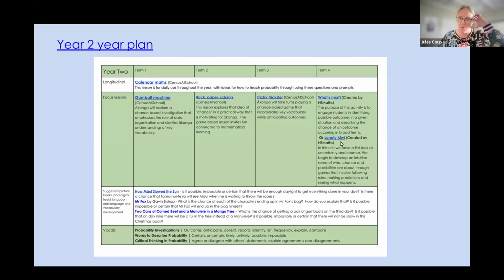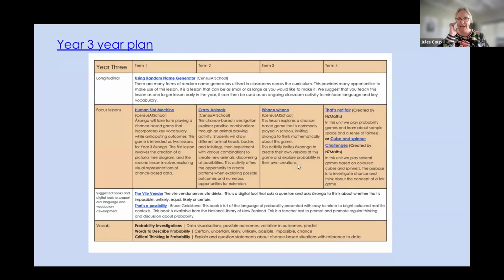Our focus lessons include the gumball machine, rock, paper, scissors, and tricky trickster, and then there are some NZ Maths Tahurangi links of really quality lessons that we suggest you make use of. There are some more picture books, and once again, that vocabulary, making sure that it's strongly embedded. It also extends the year 1 vocabulary, so it's about consolidating what's gone before and also laying the foundation for what's to come.